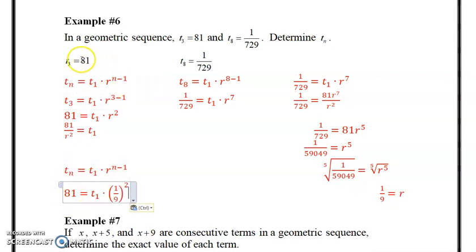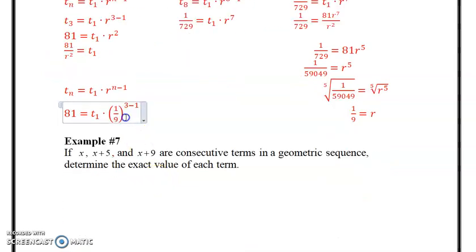You can pick either one, it doesn't make a difference. So I'm using term 3 here. So I put in 81 for the general term. T1 is what we're solving for. R we calculated over here as R equal to 1/9. So we plug that in for R, and our value is 3 when we're using 81.